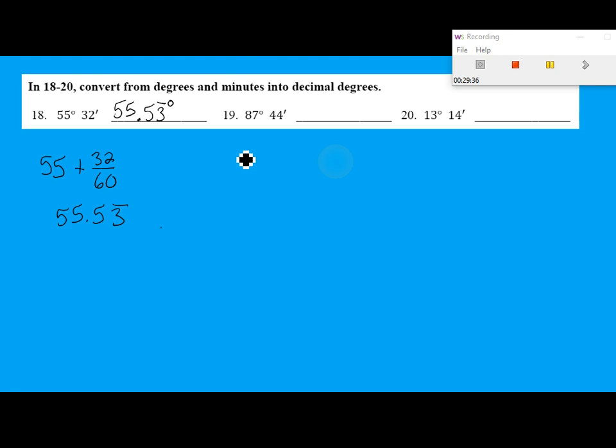My number 19, to convert that, I'm going to go 87 plus 44 over 60. Run that through your calculator. You're going to get 87.73 degrees. Once again, the 3 repeats. So it's just a way to break down our degree measure. My number 20 would be 13 plus 14 sixtieths. That came out to be 13.23 degrees.